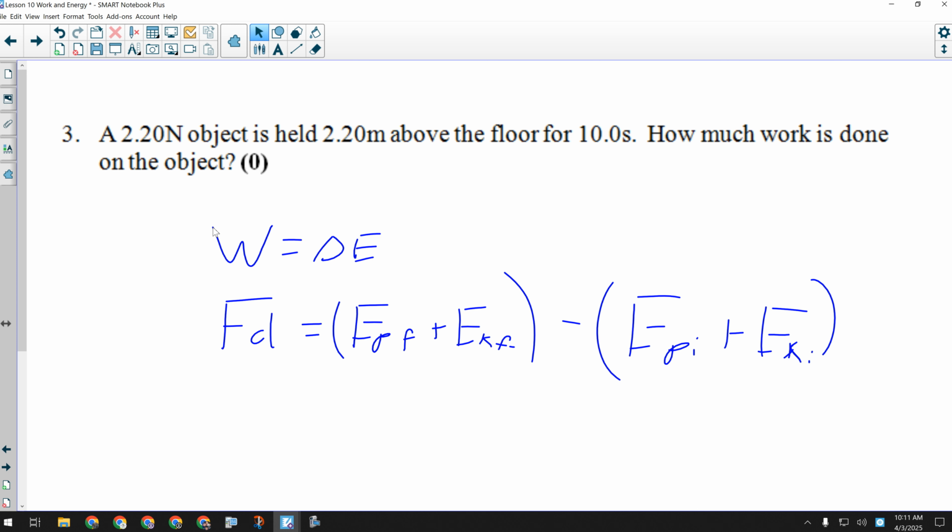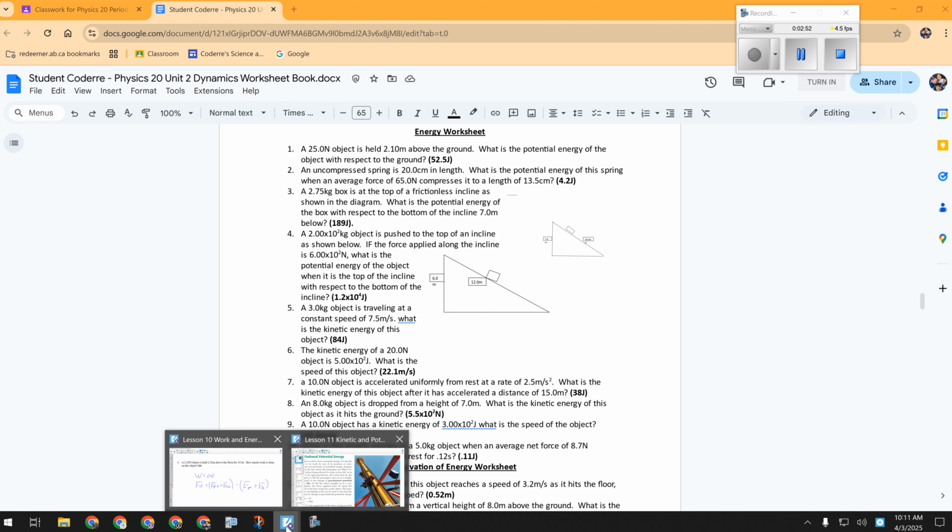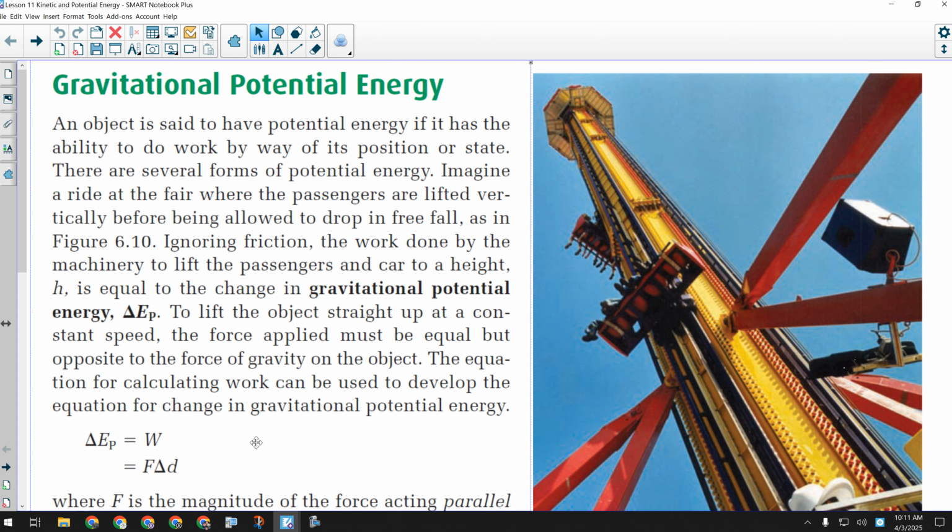Let's talk about the different kinds of energy here. Gravitational potential energy. This is energy due to position. The further an object is from the ground, or the further that object can fall, the more potential energy it has. What other things could affect an object's potential energy besides height?